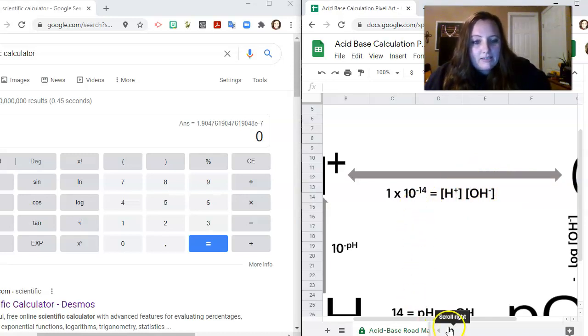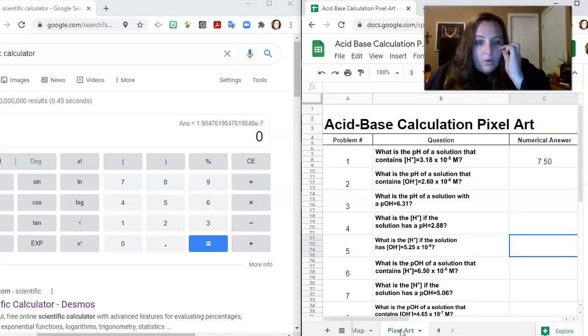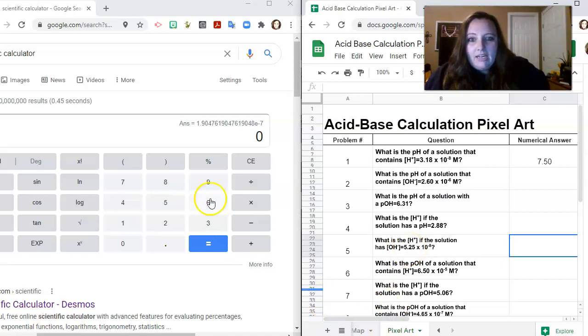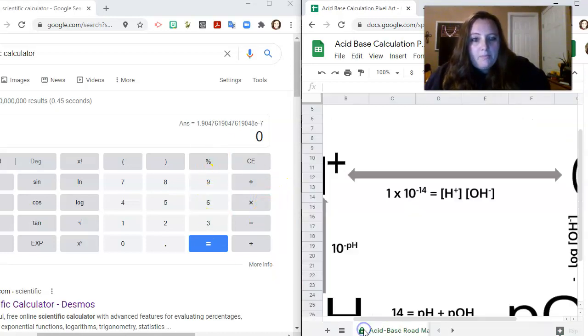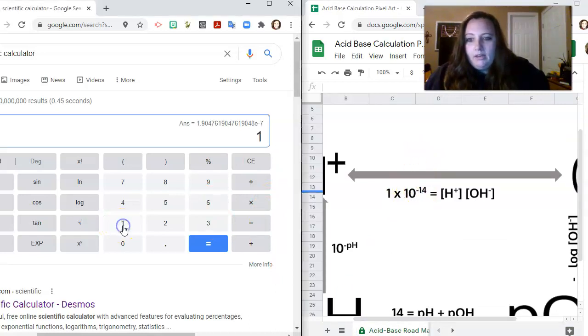So let's practice this. If I'm looking at my pixel art and it's asking me what is the hydrogen concentration if the solution has this one right here. So I am given OH. So here's what I'm going to do. I need to start off by putting 1 times 10 to the -14th. So 1 EXP, that means times 10 to the, and I need to put -14.